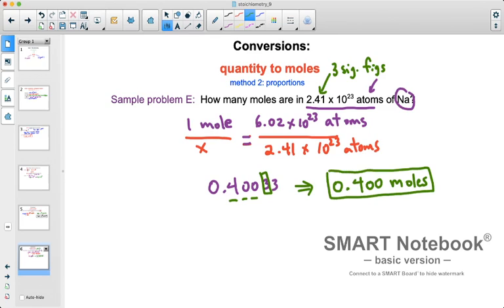Okay? Don't forget to cross multiply when you're doing proportions. All right, and don't forget to write your units in the proportion and also your units at the end.